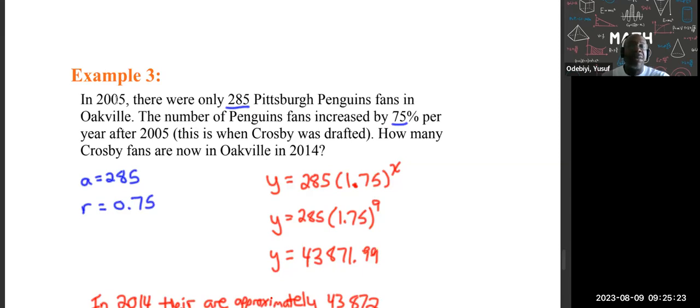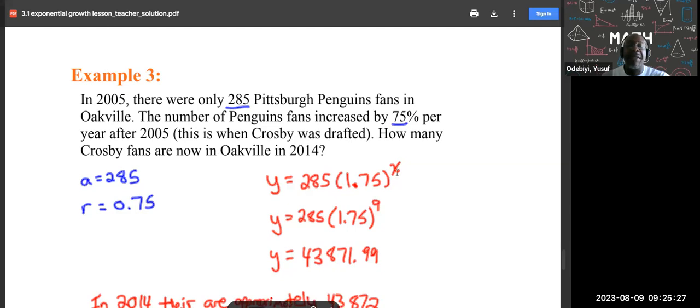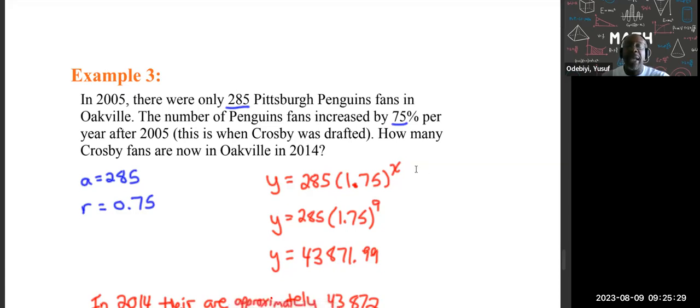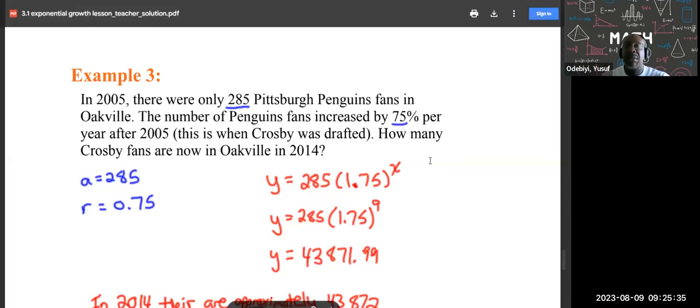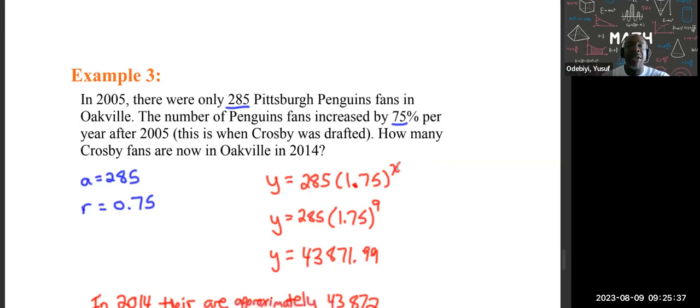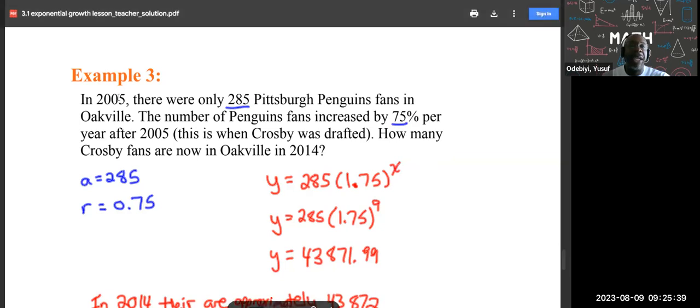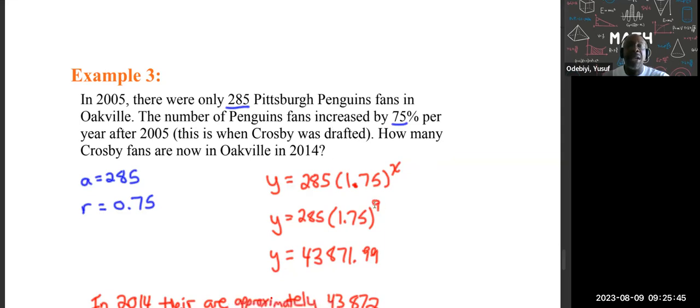So every year, it said it increased every year. So our growth rate is 75%, but the time is every year it's growing. Okay, so our X is going to be the difference between 2005 and 2014, which is 9 years. Okay, that's how we got 9 years.